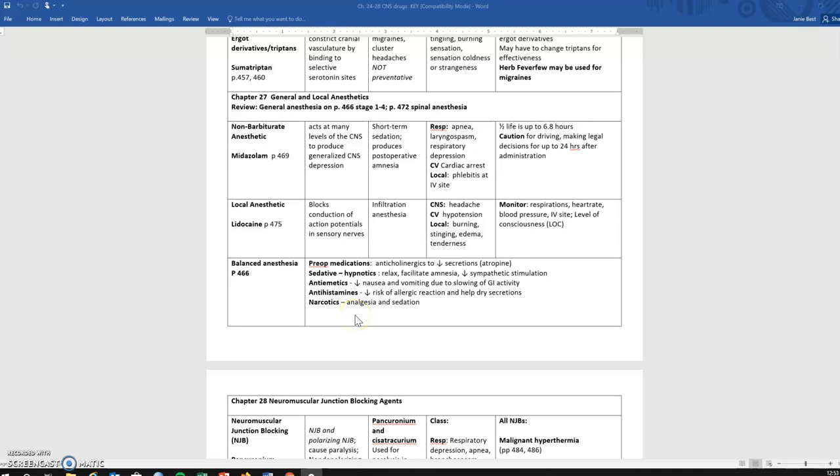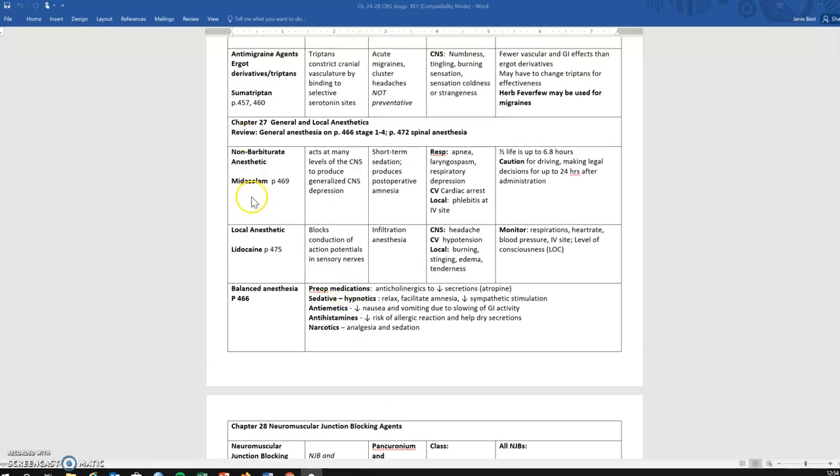An antiemetic may be given during general anesthesia to decrease the nausea and vomiting that occurs because of the slowing of GI activity. And that helps the patient as they're waking up to experience less nausea and vomiting. An antihistamine may be given to decrease the risk of an allergic reaction, and to help dry secretions. And narcotics, again, are given for analgesia and sedation. So understanding that balanced anesthesia is given to the patients to help manage those symptoms is a very important concept for you to understand.